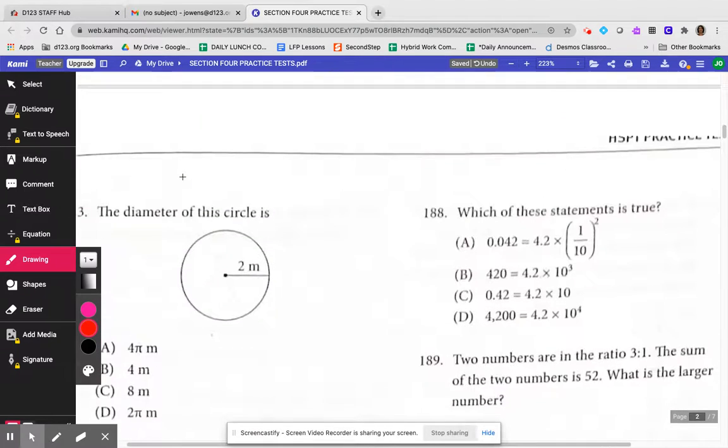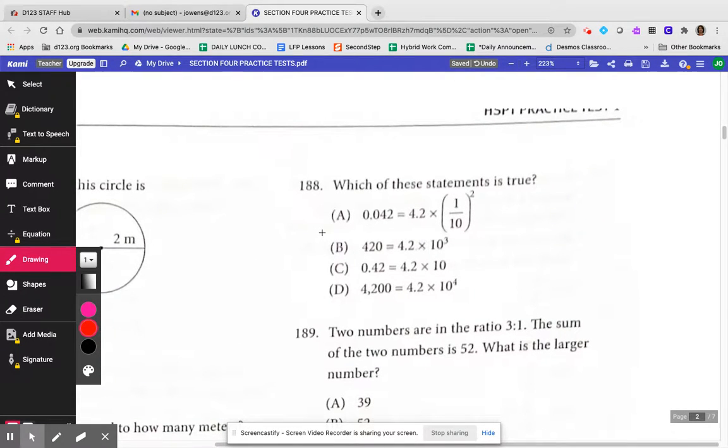Number 188 is asking which of these statements is true. Now for the first one, you have 1/10 squared times 4.2. So 1/10 squared is 1/10 times 1/10, which would be 1/100, and which equals 0.01. If I multiply that by 4.2, I would get 0.042. So this does happen to be my correct answer.